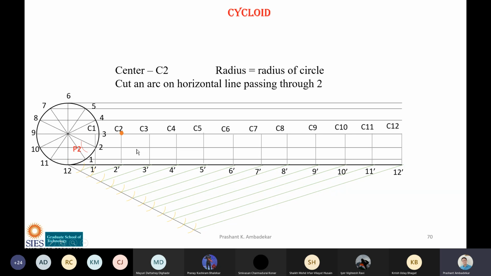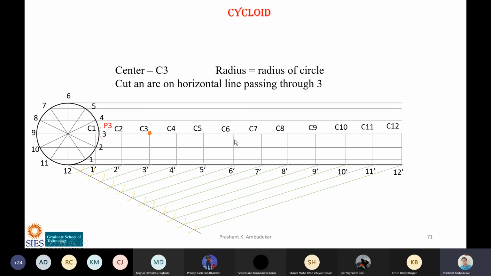Then with C2 as center, draw an arc on the line passing through 2. With C3 as center, this thing. With C4 as center, C5 as center, C6 as center. Now notice one thing, understand one thing here: what I have drawn here is not true to the scale. It's not true to the scale. Everything is approximate.